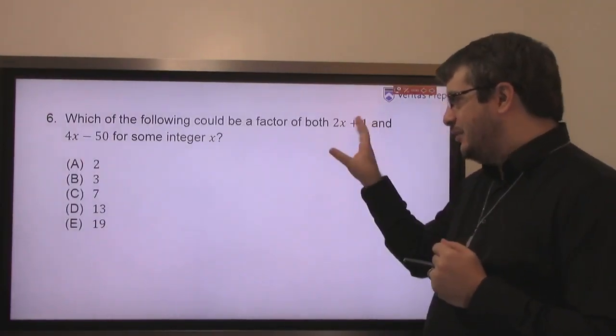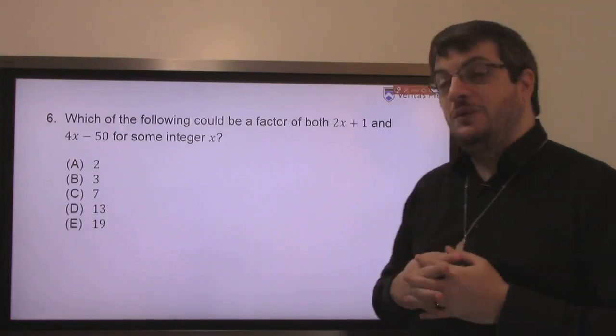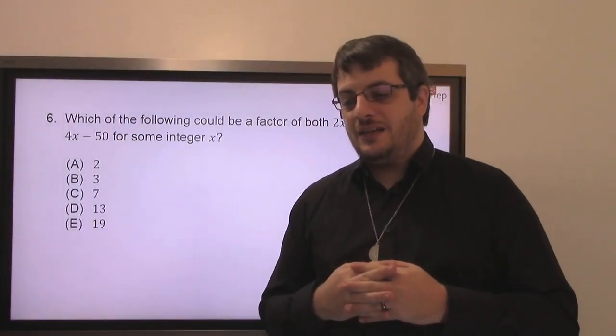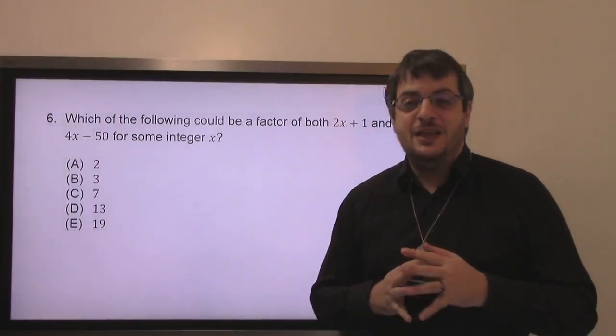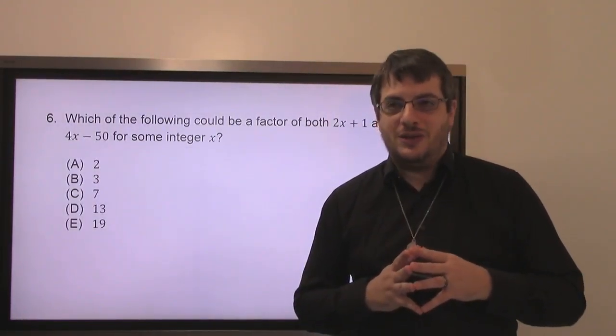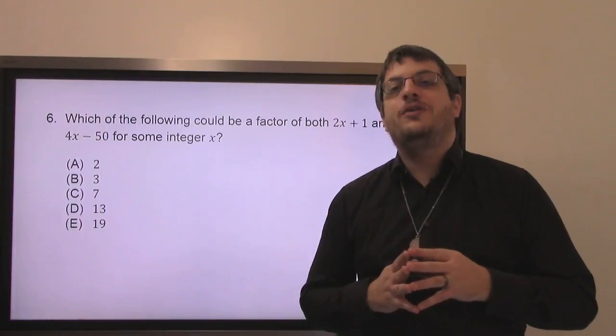So I need something that's simultaneously a factor of 2x plus 1 and 4x minus 50. And that's a bit of a trick because I don't know what x is. I'd like the x to go away.